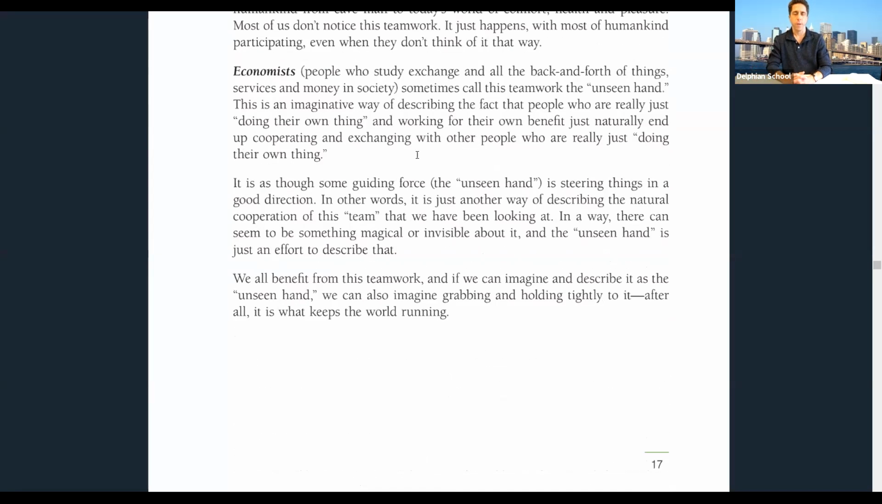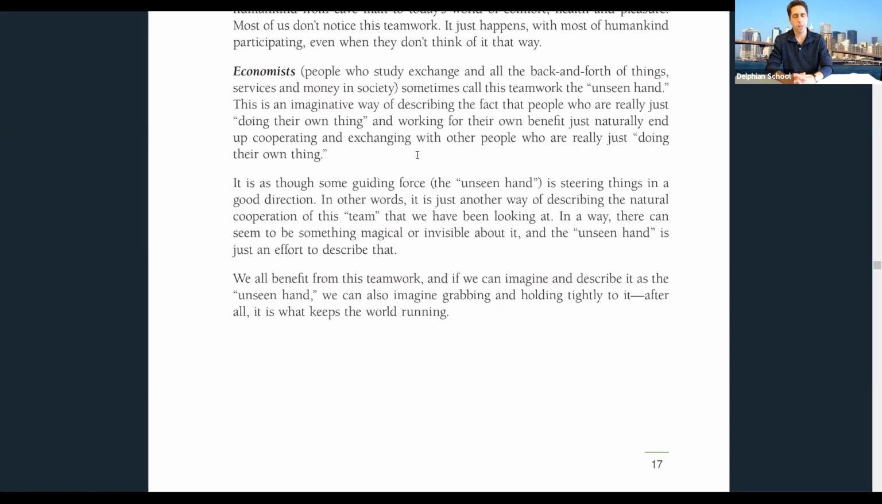Economists, people who study exchange and all the back and forth of things, services, and money in society, that's an economist. Economists sometimes call this teamwork the unseen hand. I'd be very curious if any of you have heard about this before. So they call this the unseen hand.